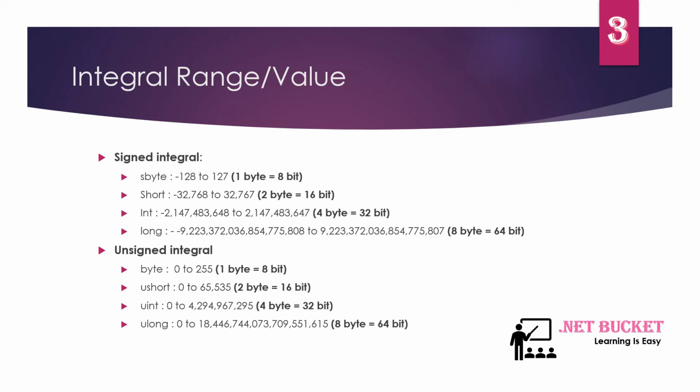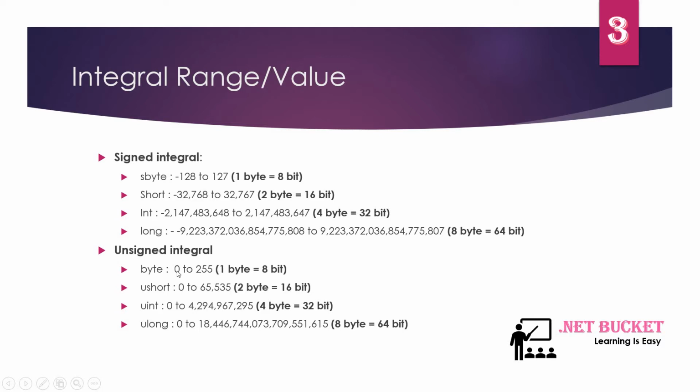So it is clear, right? The difference between signed integral and unsigned integral is that signed will allow you to store negative as well as positive numbers. Unsigned integral will allow you to store only positive numbers. So the different types that lie within unsigned integral are byte, ushort, where U stands for unsigned, so unsigned short, unsigned int and unsigned long.